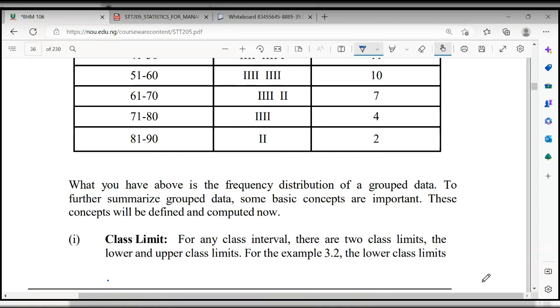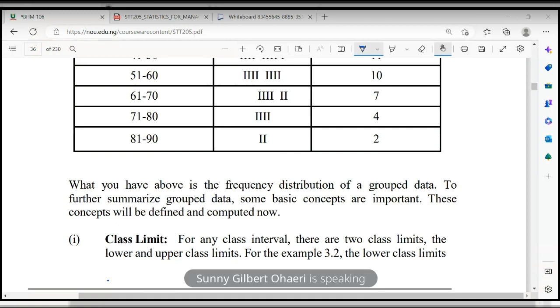So let's now move on to class intervals and the class limits. Having seen interval, let's go forward to class. Miss Glory, do you have any question? Let's continue. I do not understand the class limit. The class what? The class limit.